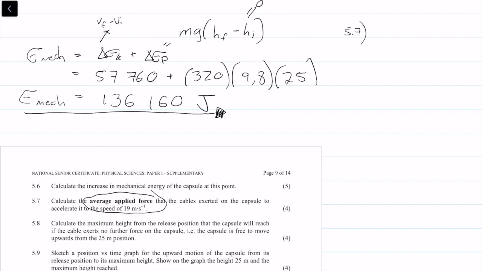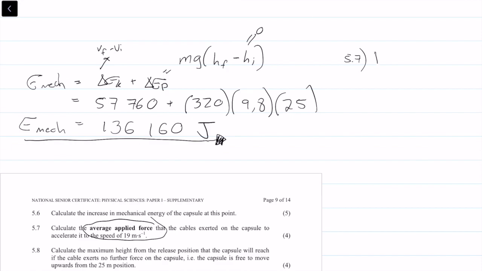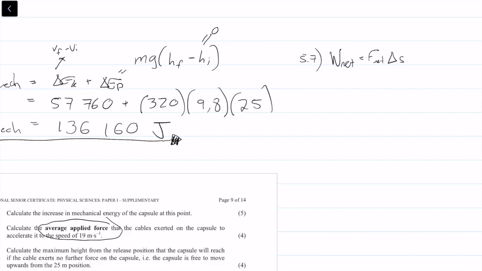Okay, so here we're using the work net, which is equal to F net change in S, which is equal to the gain in mechanical energy. The gain in mechanical energy was 136,160, and what is our change in displacement? It was 25 meters. So F net change in S is equal to 136,160. The only unknown here is F net, which is what we're looking for, the average applied force.